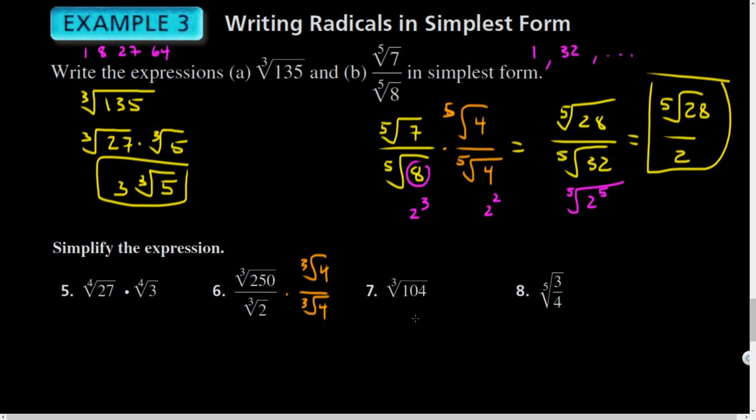104. Is that divisible by 8, I hope? It is. Okay, and so this would have been the cubed root of 8 times the cubed root of, what did I just get? 13. And so this would have been 2 cubed roots of 13. All right, you're twisting my arm. This video's so long. I gotta keep going.